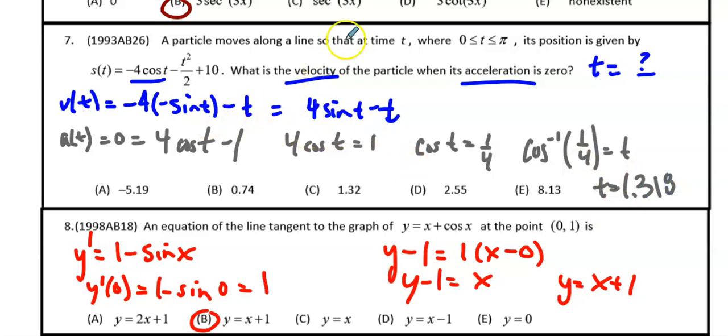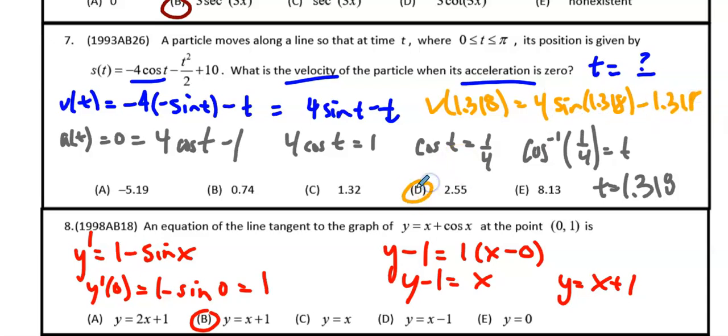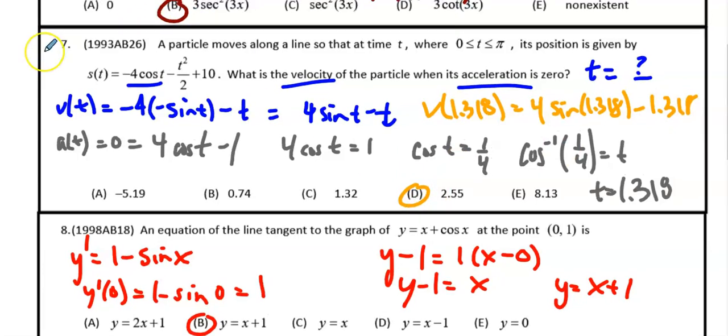So time equals 1.318. And so all we have to do now is use our calculator again and plug 1.318 into our function. So we're going to get 4 sine of 1.318 minus 1.318, and you will get the answer is D. The answer in this case is D.